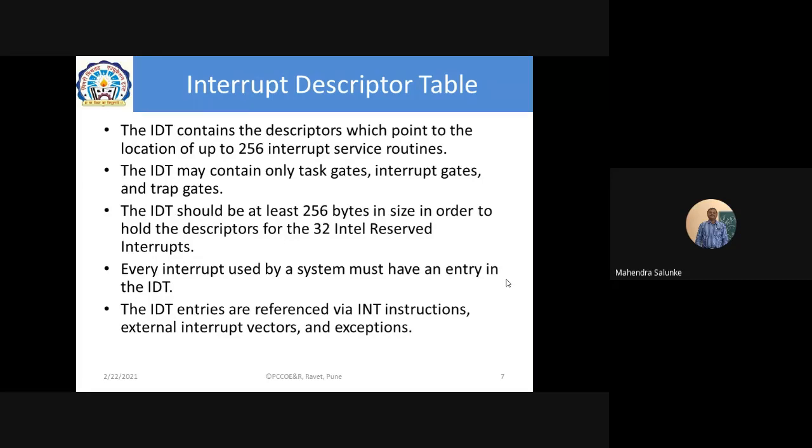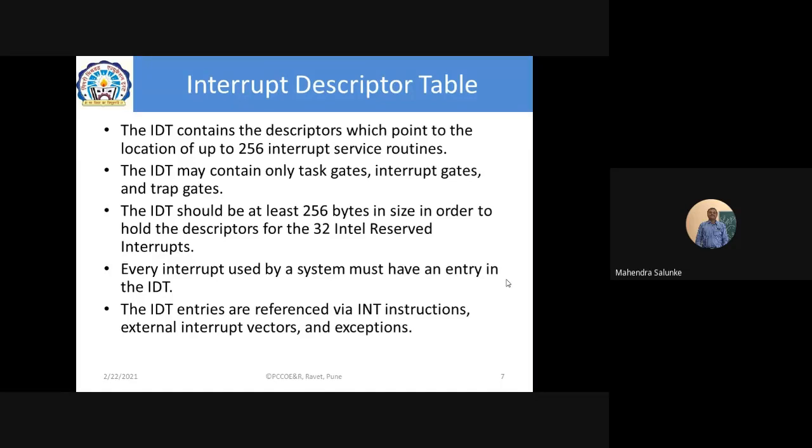which are used to give service to the various interrupts. And in the 80386 environment, like your 8086, we have up to 256 interrupts. Total up to 256 interrupts we can have. To provide service to every individual interrupt, we should have that many interrupt service routines, so up to 256 interrupt service routines. These interrupt service routines are basically programs, and their entry points are stored in the IDT in the form of descriptors.